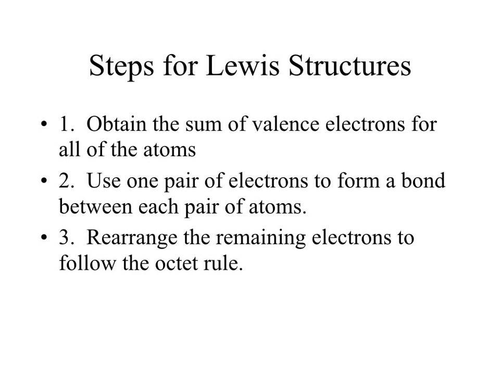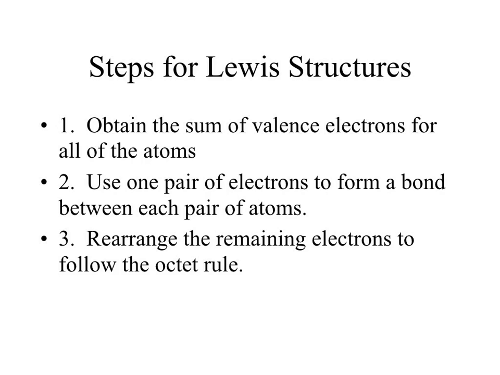So if we're looking at bonds, here are our steps for our Lewis structure. First, we're going to obtain the sum of valence electrons for all the atoms. So we're going to use the periodic table in order to figure out how many valence electrons we've got in this bond. Now we're going to use one pair of electrons to form a bond between each pair of atoms after we find the central atom.